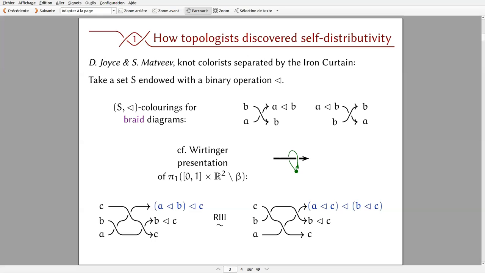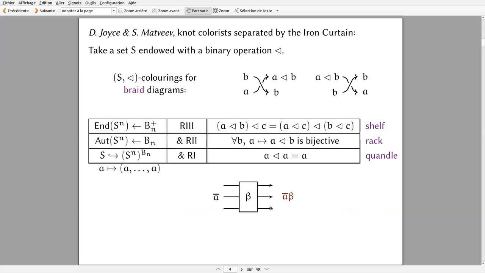Maybe you're more used to seeing this distributivity when you have two operations. For example, the multiplication of real numbers is distributive with respect to the sum. But here we need only one operation. This is why we are talking about self-distributivity.